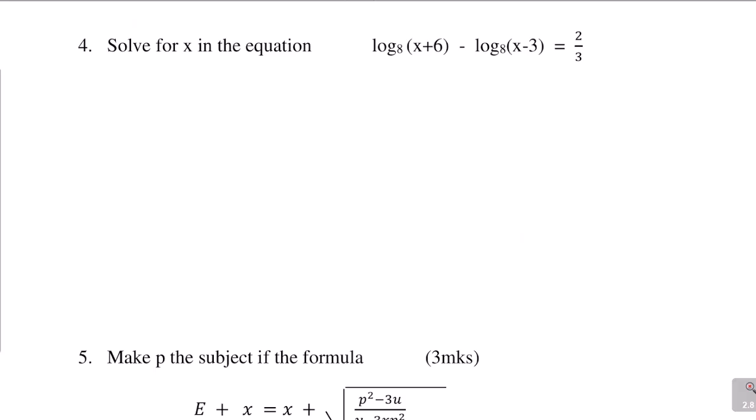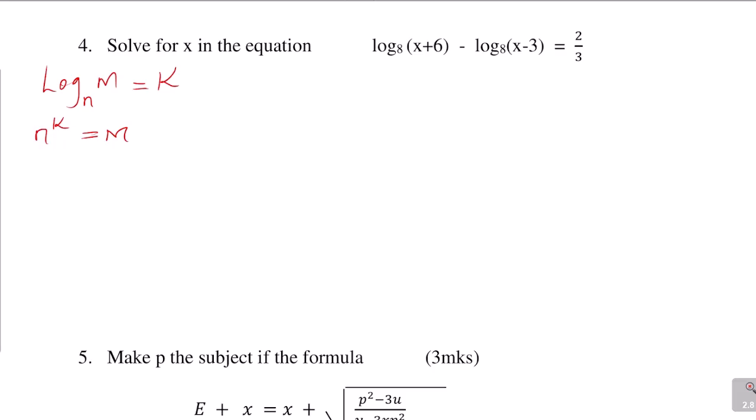So for x in the equation, log of x plus 6 to the base of 8 subtract log of x minus 3 to the base of 8 is equals to 2/3. There are several ways of working out these. I will use this method when you're writing from index form to logarithmic form. So for instance, if you have, let's say, log of m to the base of n is equals to k, that is logarithmic form, and you want to write that one in index notation, you're going to take n to power k is equals to m. So that is the concept that I'm going to use.